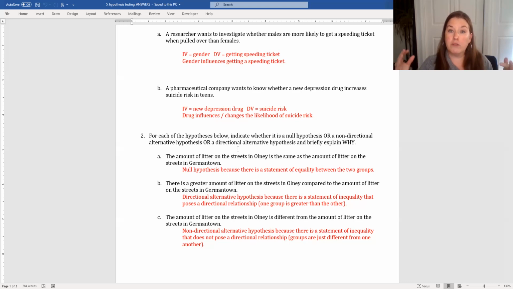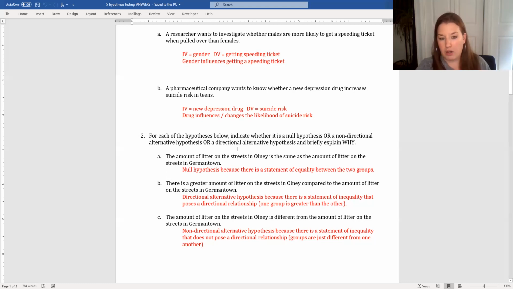But for the alternative or the research hypothesis, sometimes you'll just have that the two groups are not equal. That's a non-directional alternative hypothesis. Or sometimes you'll have that we think one group is greater than or less than the other. That's a directional alternative or research hypothesis. So this one is just asking you to look at, is it a null hypothesis or a non-directional hypothesis or a directional alternative hypothesis?